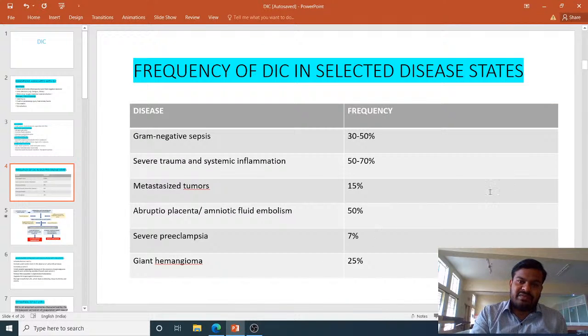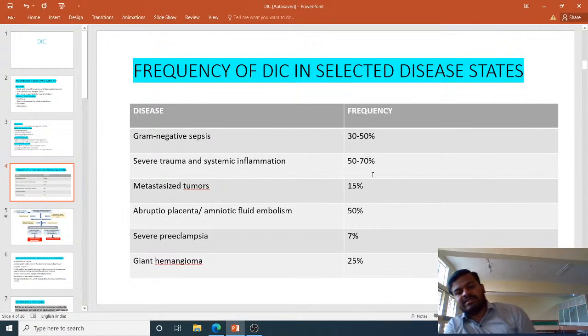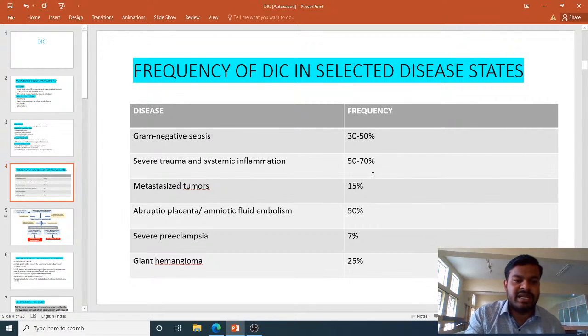So what is the frequency of DIC in selected disease states? In gram-negative sepsis it is 30 to 50%, and in severe trauma and systemic inflammation it's the highest, up to 70%, and metastasized tumors up to 50%, abruptio placenta and amniotic fluid embolism up to 50%, and preeclampsia up to 7%, and giant hemangiomas up to 25%. So this is according to the percentage in the disease states.